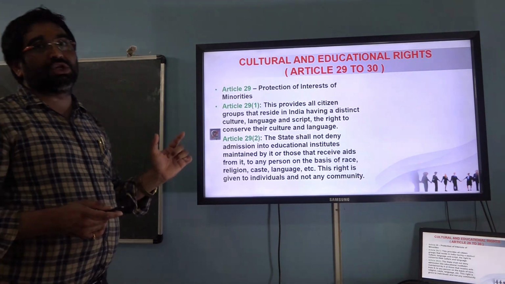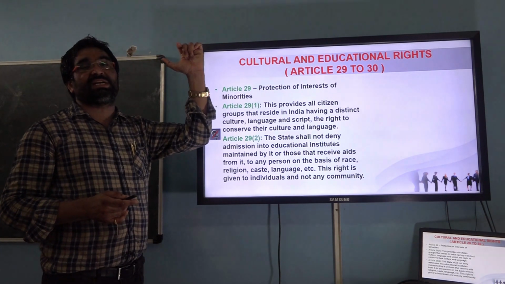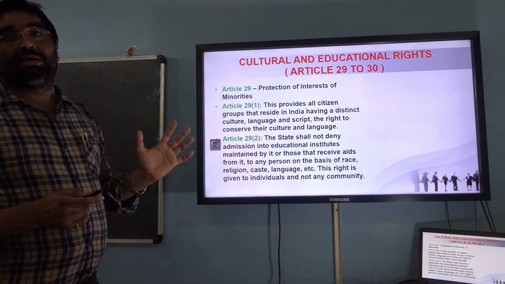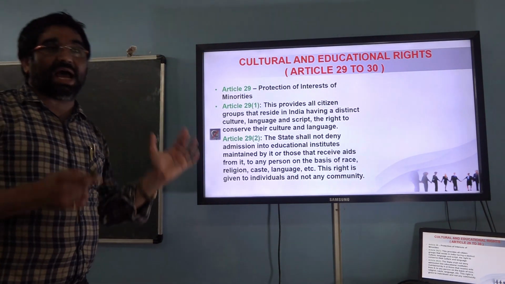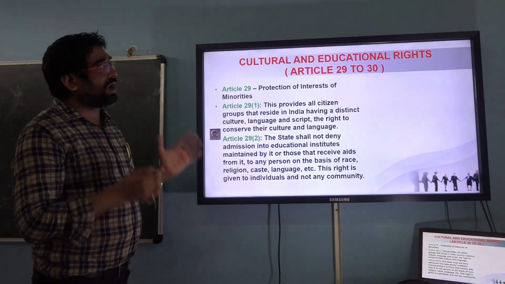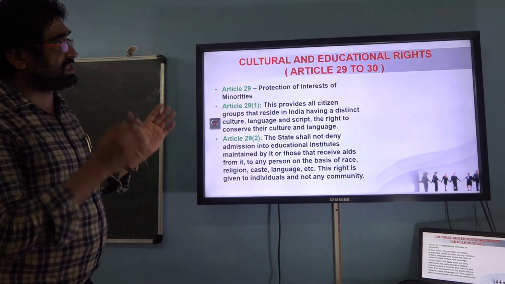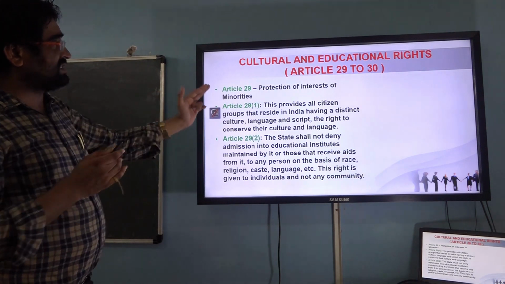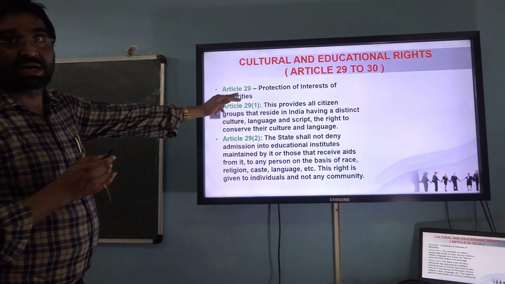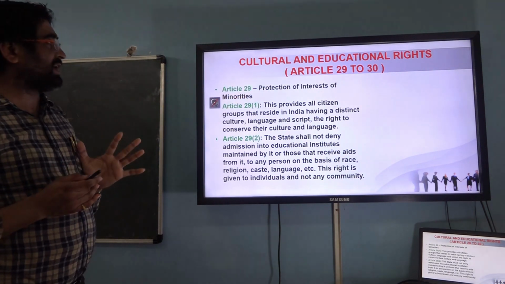Dear friends, I will tell you why we need this right when we have studied the others. The majority people should not deny the rights of the minorities. So our constitution is giving protection to the minorities. You can see the protection of the interests of the minorities. Both articles are related to this.